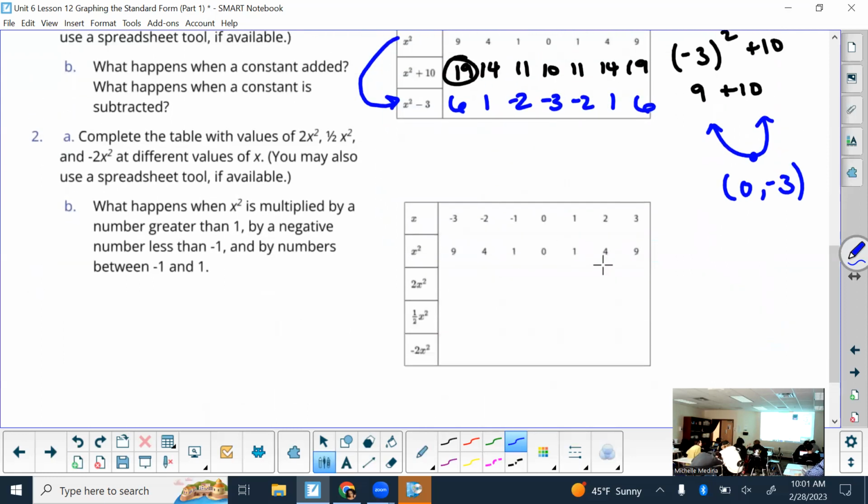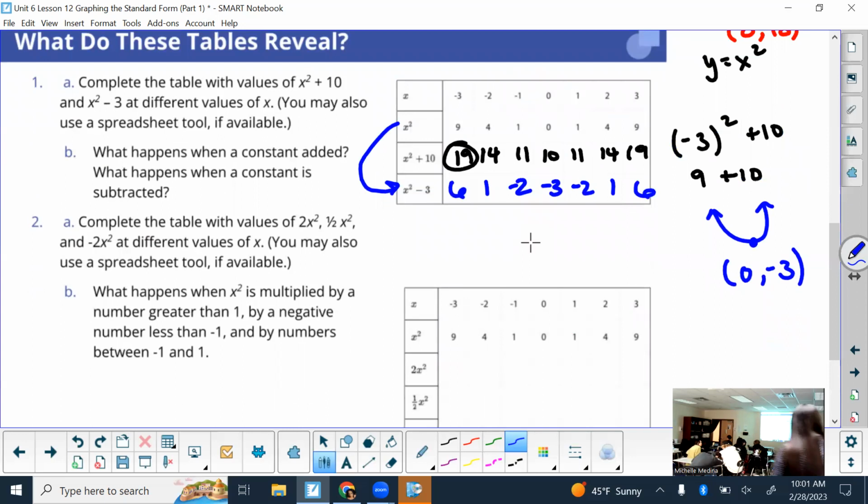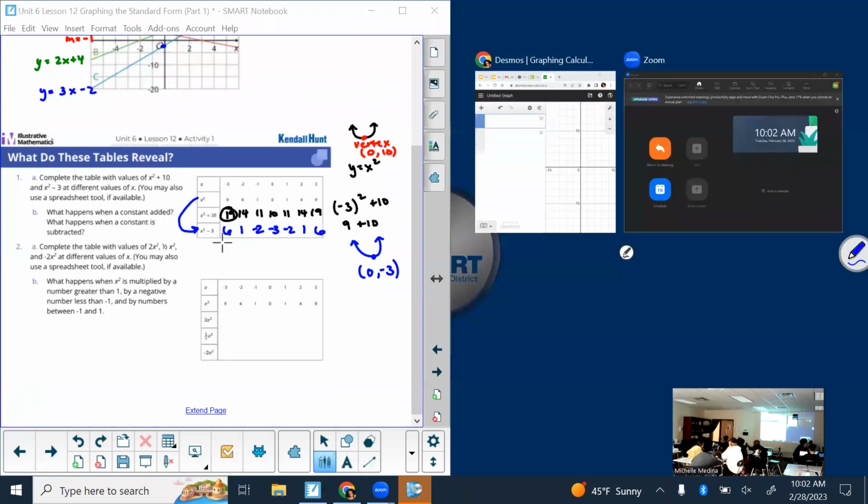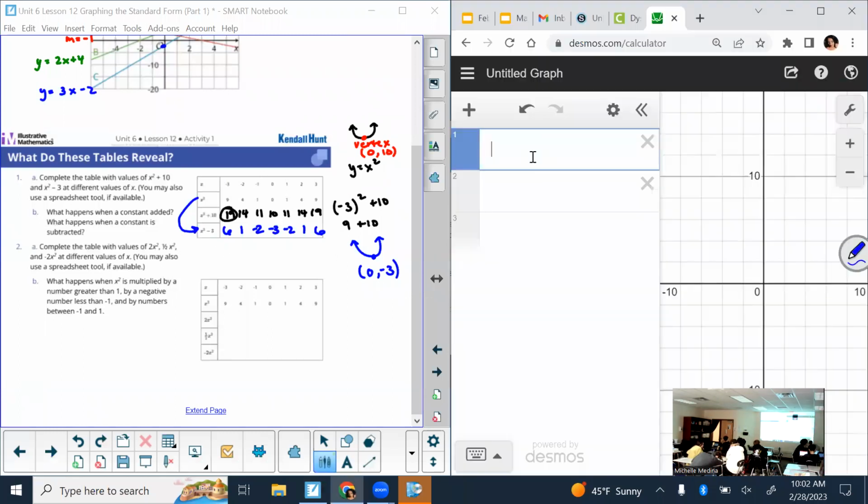Okay, well, let's see. Actually, before we do that, let's pause. So in number 1, all we did was either add a constant or subtract a constant, right? So B is saying what happens with it when a constant is added. And then also what happens when it's subtracted. So you can see it on a table what it looks like. You could say like the Y's get bigger, the Y's get smaller, whether you're adding or subtracting.